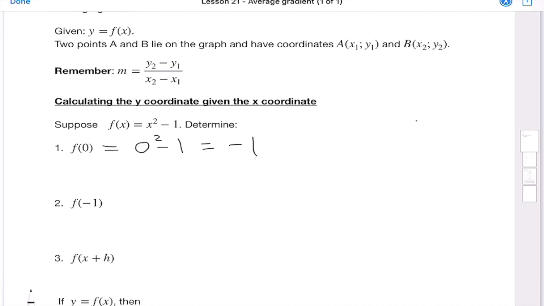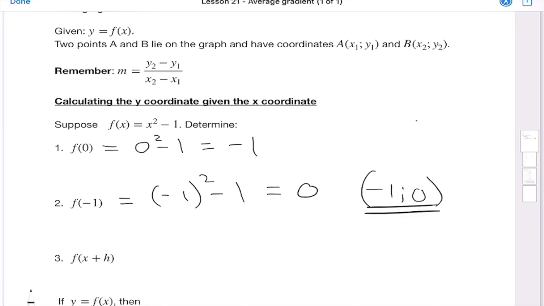f of negative 1 tells us that x is now equal to negative 1. And so we're going to substitute negative 1 into that equation there and simplify our answer. So this is going to give us 0. You will notice what we now have is a point with coordinates at negative 1 and 0 for this one. For this one, that means when x is 0, then y is negative 1.